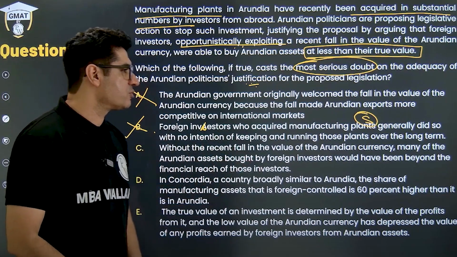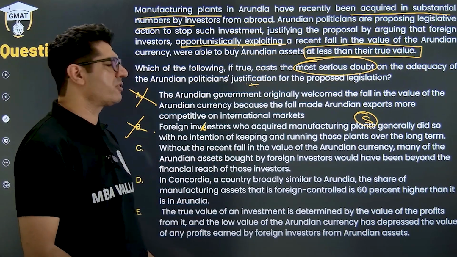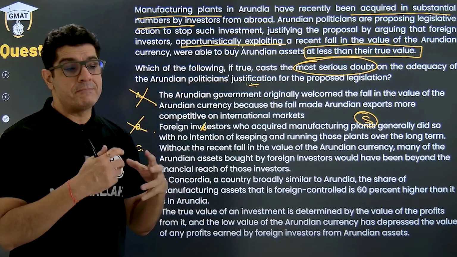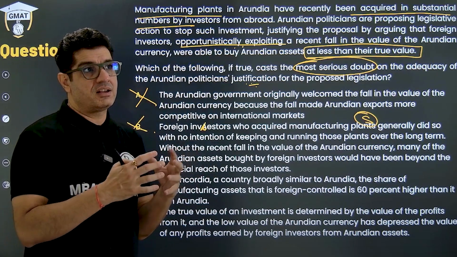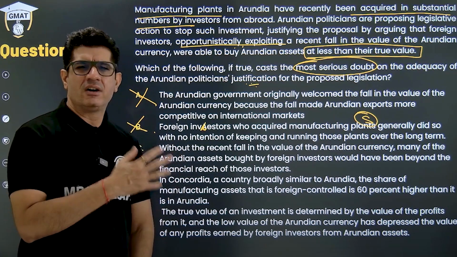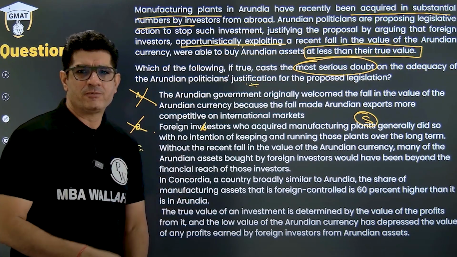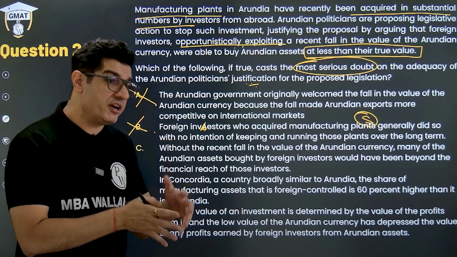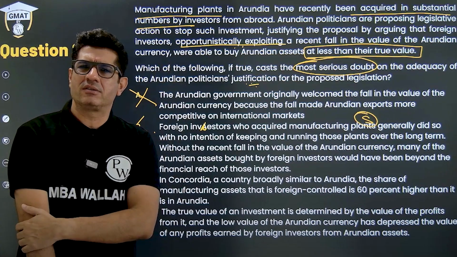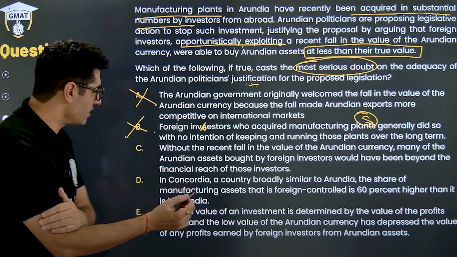bought by foreign investors would have been beyond the financial reach of those investors. Okay, so this says that the fall has given those investors an opportunity to buy it now. Now they can afford it. Earlier they could not afford it. So now they can afford it, but are they opportunistically exploiting it or not? We don't know. So this is irrelevant.